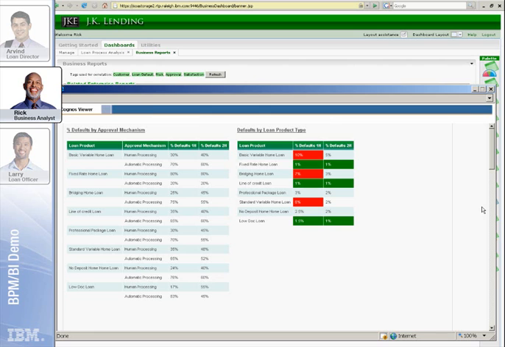Through this demonstration, we've seen one example of how business process management and business intelligence can work together to optimize business processes. Using these two systems, JK Lending was able to better understand the problems with their loan approval process. As a result, the company could take swift action to improve customer satisfaction and reduce default rates.